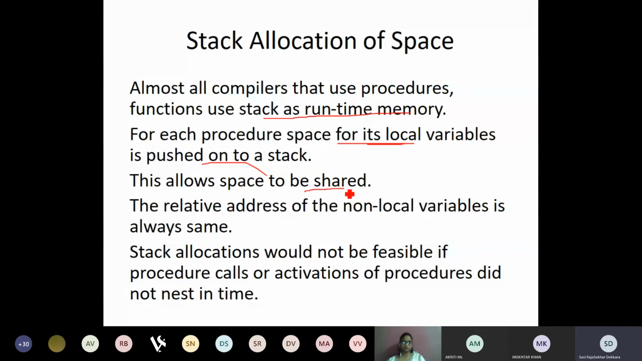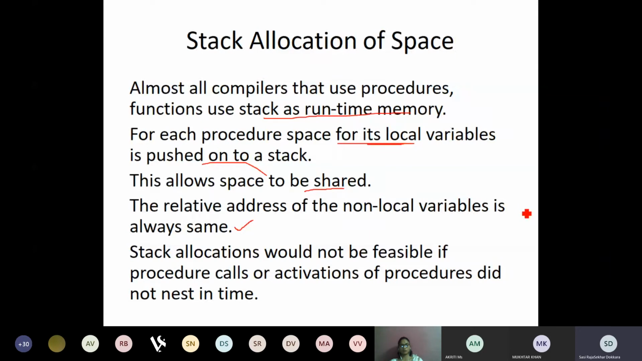The relative address of the non-local variables cannot be shared. The non-local variables, the relative address can always be the same. We need not keep changing the address of the non-local variables, whereas the local variables which share the space go onto the stack. Stack allocation is a very useful feature, but it is not going to be feasible to do stack allocation if the procedures that we run do not nest in time.